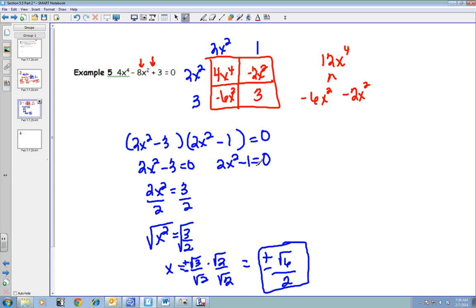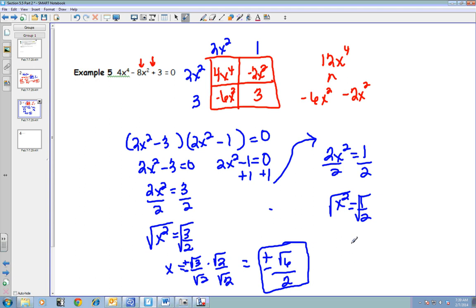Now I'm going to work this one. Okay, I'm going to add 1 to both sides. I'm going to write it over here. So I get 2x squared equals 1. Divide by 2. X squared equals 1 half. Take the square root of both sides, and I get x equals plus or minus.